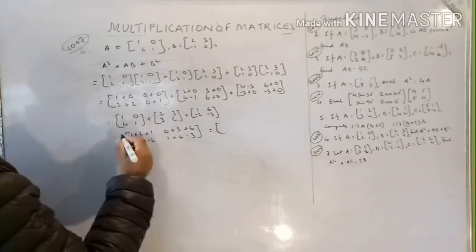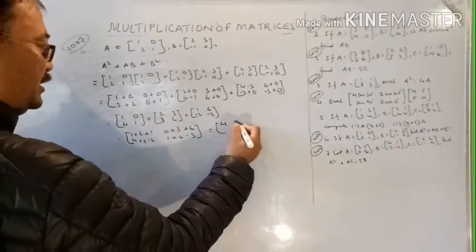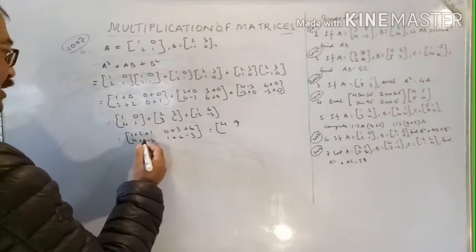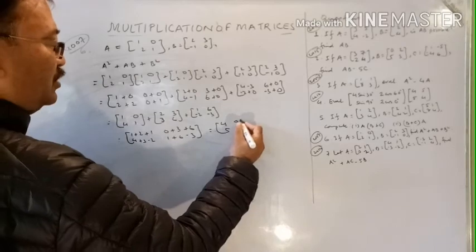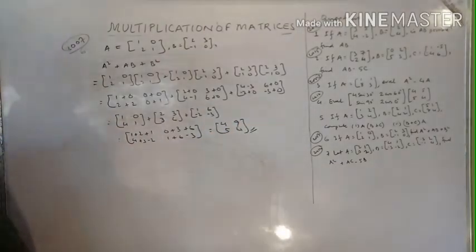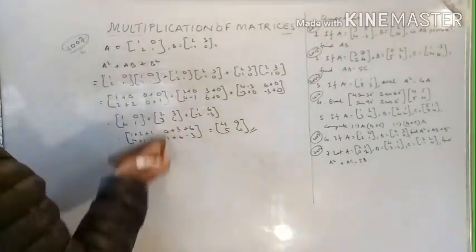So answer is 1 plus 2 plus 1 is 4, 0 plus 3 plus 6 is 9. 4 plus 3 is 7, 7 minus 2 is 5. And 1 plus 6, 7. 7 minus 3 is 4. So this is the answer. Okay. So now we take the last question.